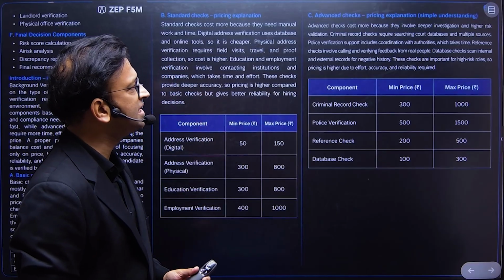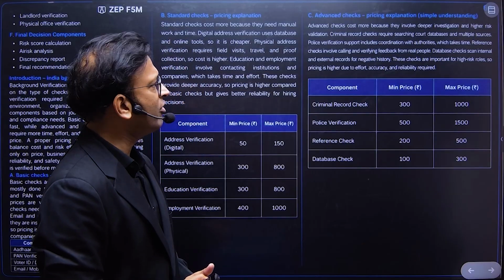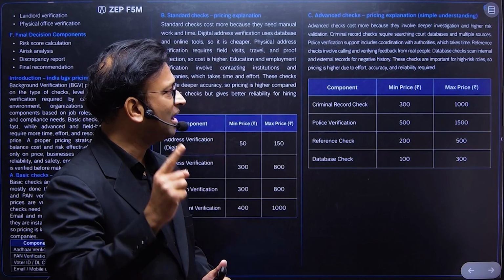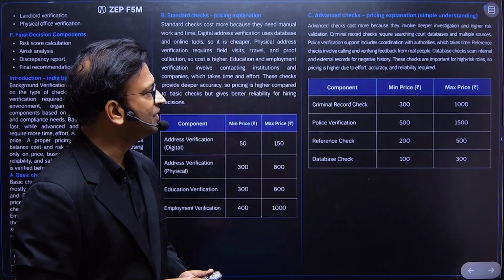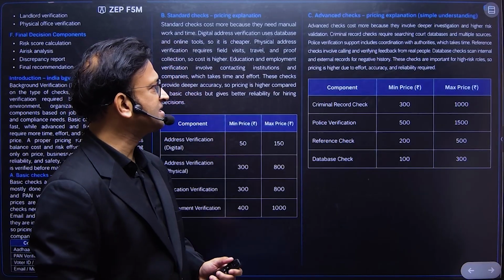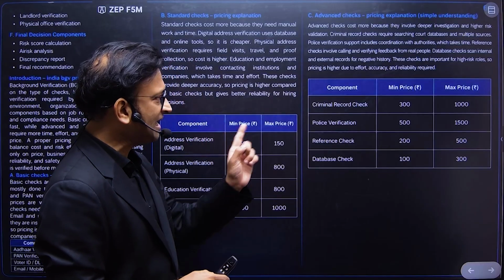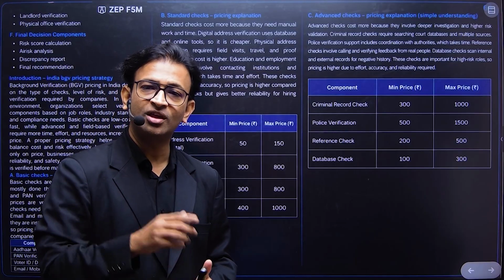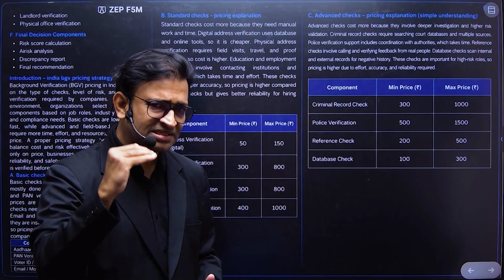Advanced checks cost more because they involve, like I said, deeper and in-depth investigation. Criminal record checks require searching court databases and multiple sources. Police verification includes coordination with authority, which takes a lot of time and effort. Reference checks involve calling and verifying to get the feedback. Database checks scan internal and external records for negative history of the candidate as well. These checks are important for high risk and sensitive roles.